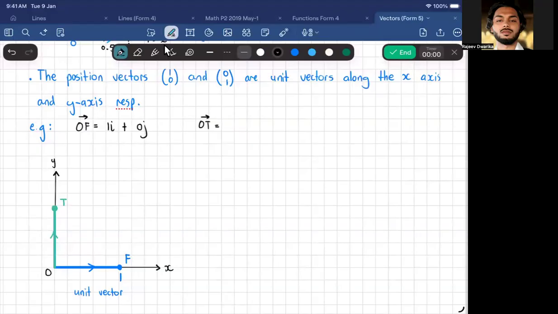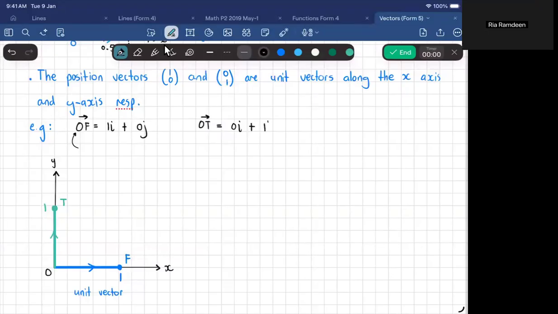And in this case, tell me what this would be, OT. See if you can figure out how I moved to reach that vector. How would I go from O to T? Move 1 space up. Did we move left or right? No. So the i component would be 0, because we didn't move horizontally. And the y component would be 1. And if I find the magnitude for that, it would also be 1.